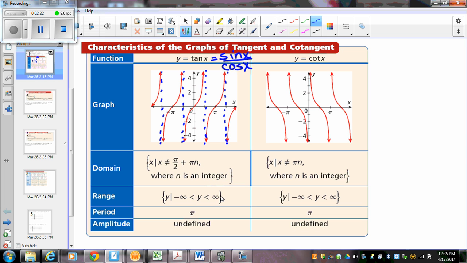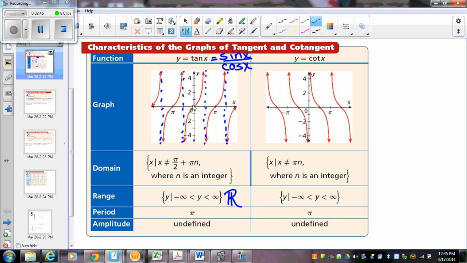The range is not restricted, because if you look at these red curves, they can go as low as they want and they can go as high as they want. So in this case, you could write the range like this, or you could say the range is all real numbers.